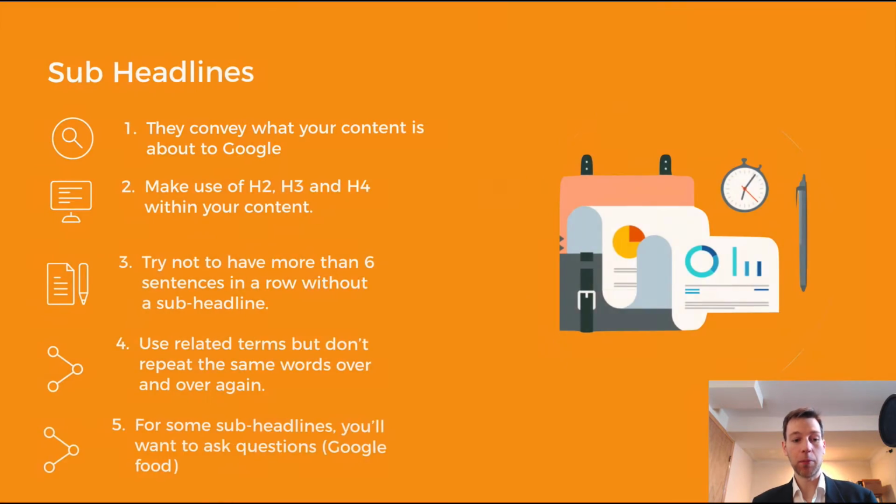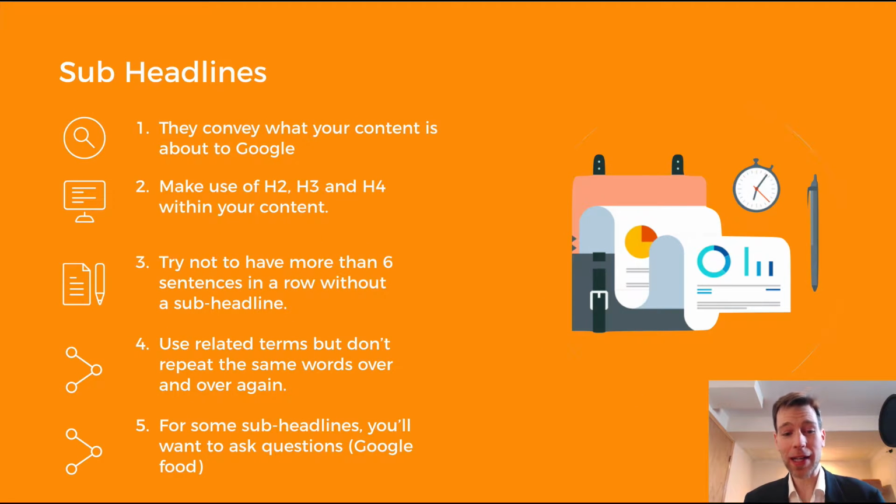All right. Moving on, subheadlines. Now, subheadlines are going to be H2s, H3s, and H4s. If you don't know what those are, they're just the tags that dictate what your subtitle is. In WordPress, you can just use the option that says heading 2, then heading 3 and heading 4, and you just create subheadlines.